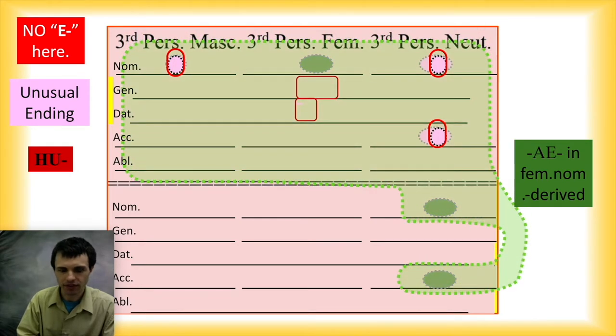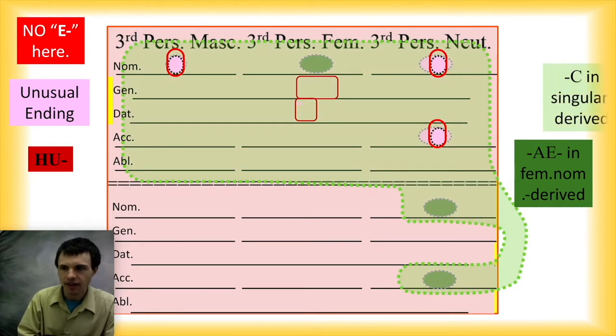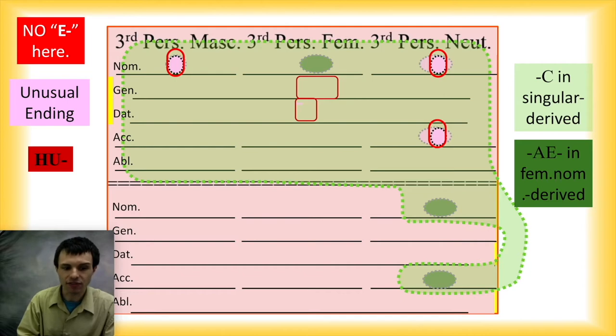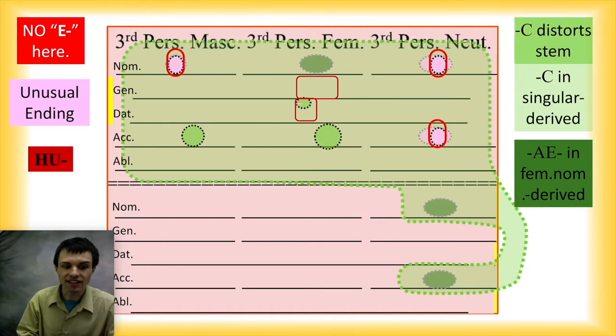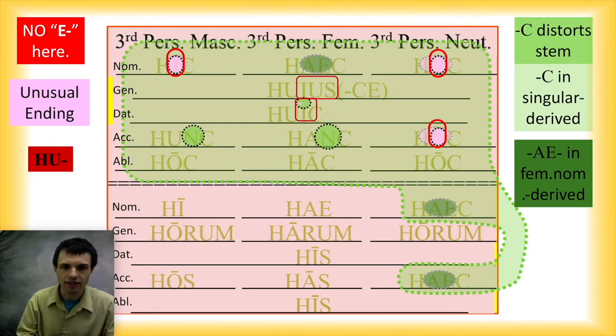And what was this? That was the C suffix, meaning "right here." And this? That was the C suffix distorting the stem. M to N and no macron. Alrighty. So once you've got all that, then it's pretty smooth sailing.